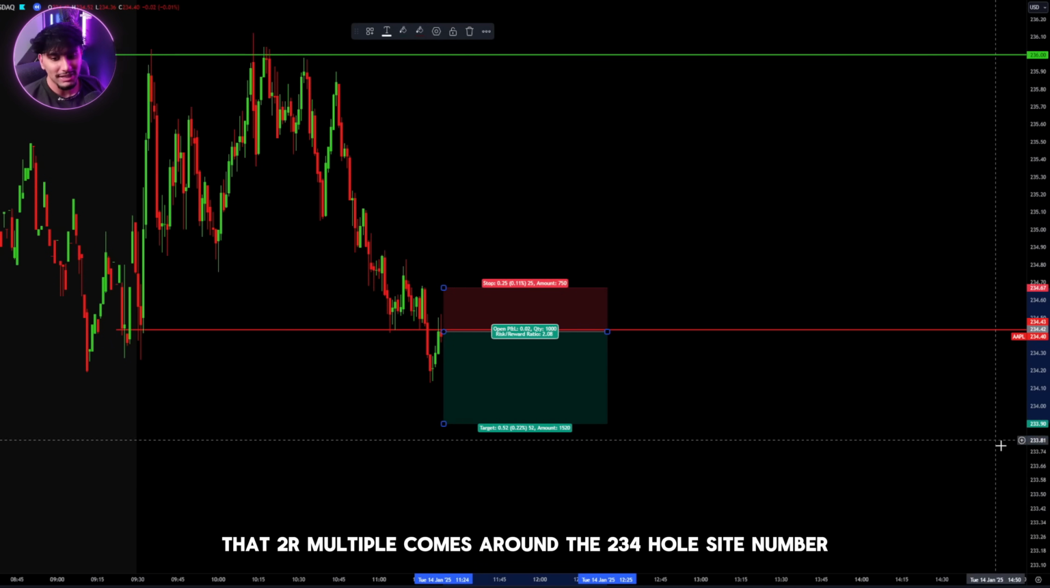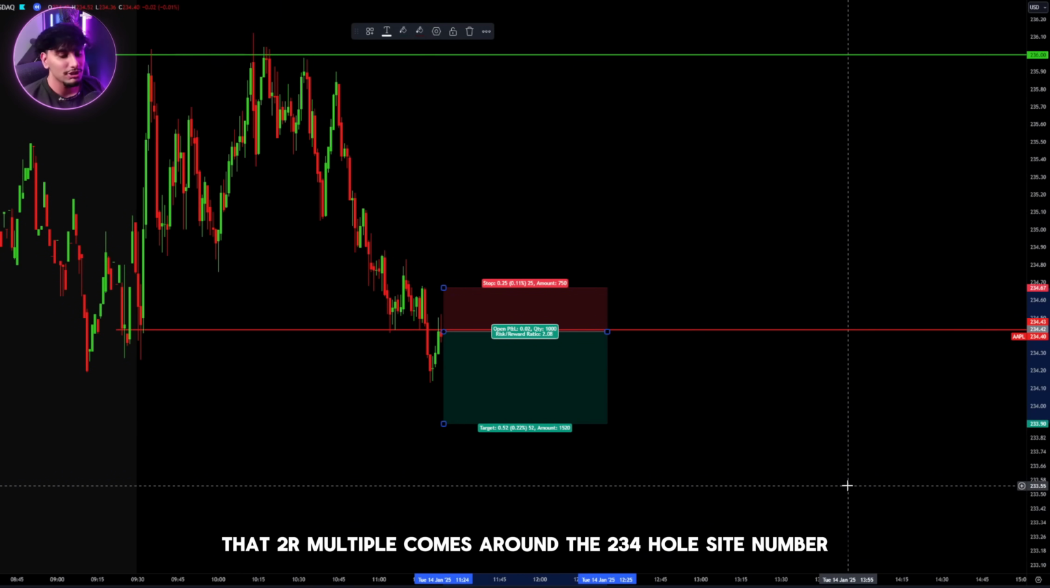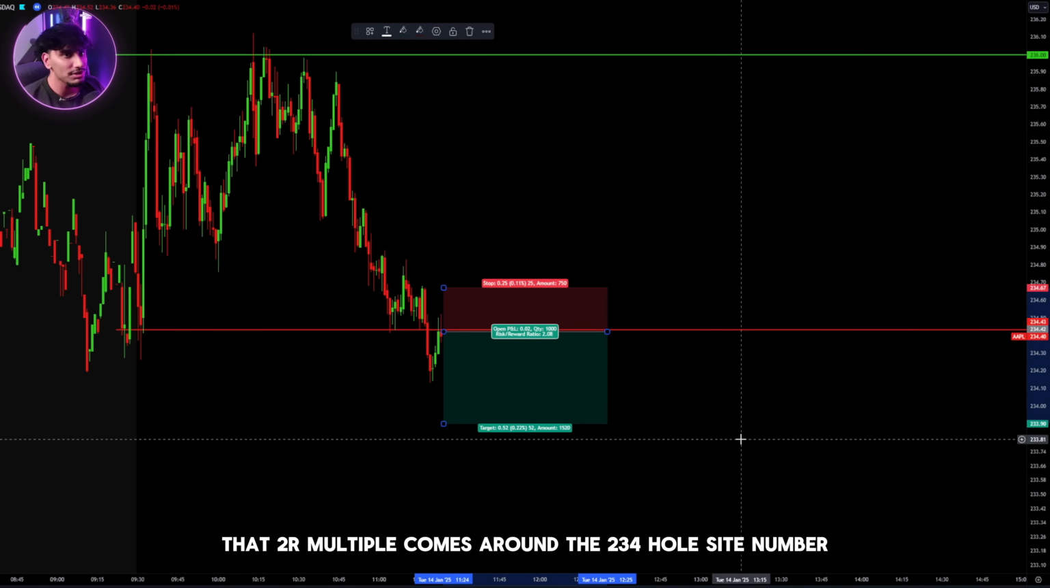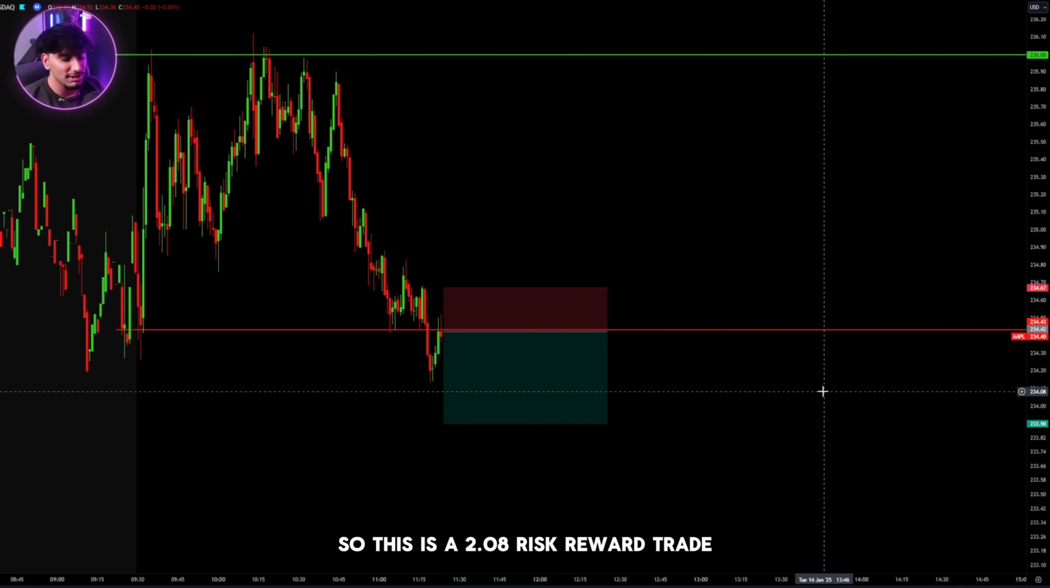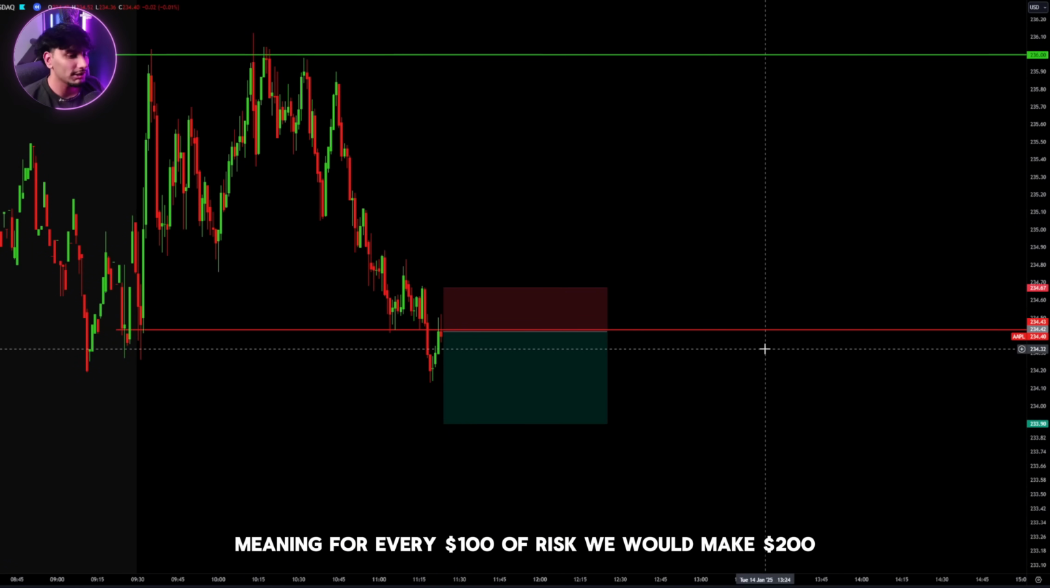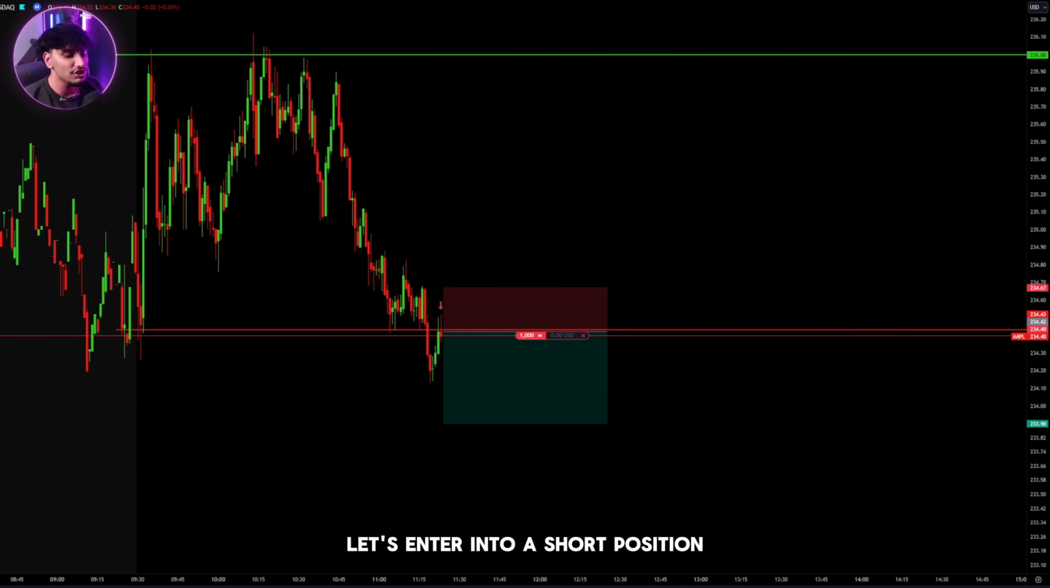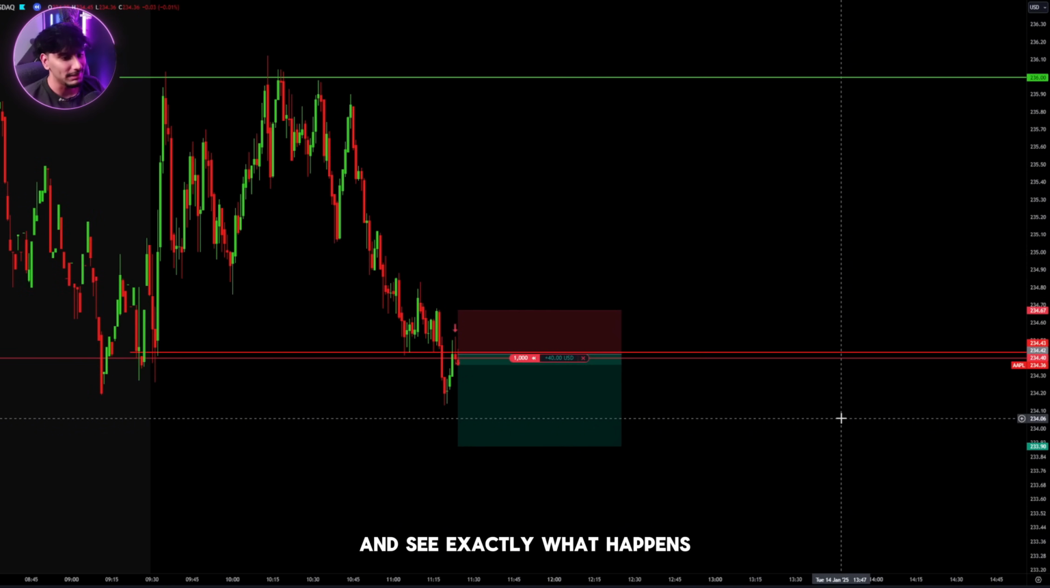In this example, that 2R multiple comes around the 234 whole psych number. So this is a 2.08 risk to reward trade, meaning for every $100 of risk, we would make $200. Let's enter into a short position and see exactly what happens.